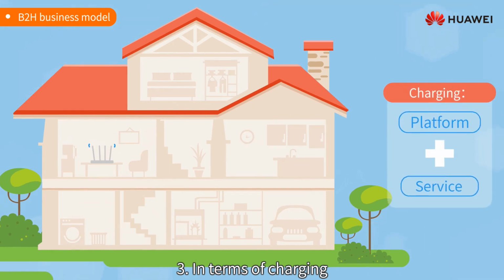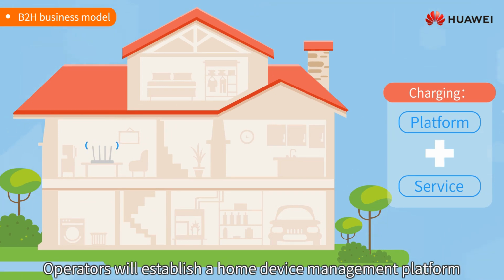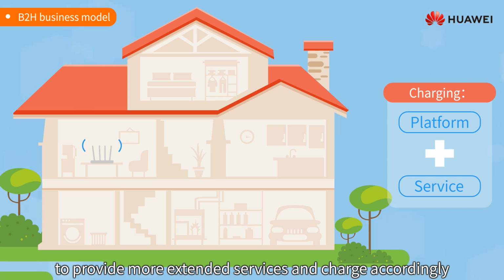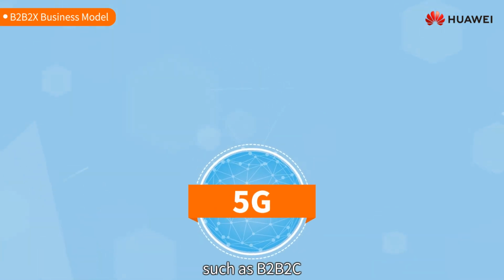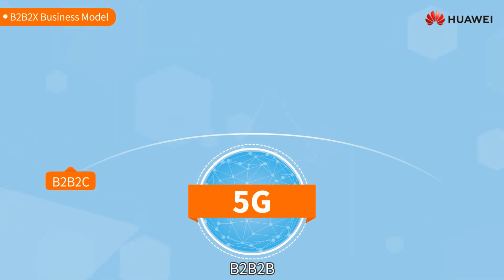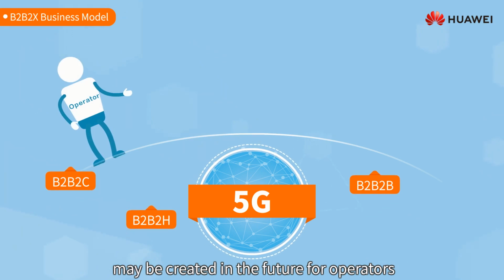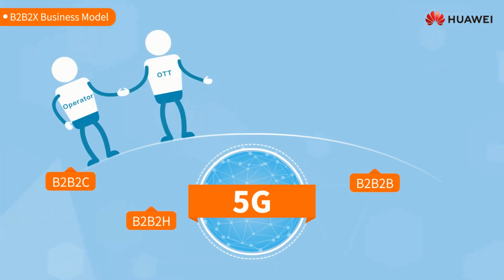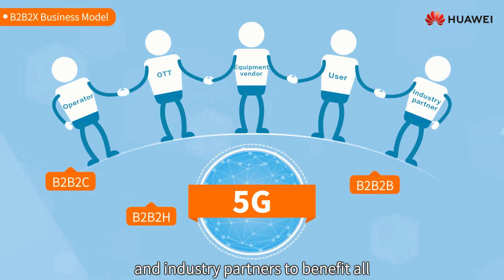3. In terms of charging, platforms and services will become the core of 5G smart homes. Operators will establish a home device management platform to provide more extended services and charge accordingly. With the development of 5G services, multiple new models such as B2B2C, B2B2B, and B2B2H may be created in the future for operators, OTTs, equipment vendors, users, and industry partners to benefit all.